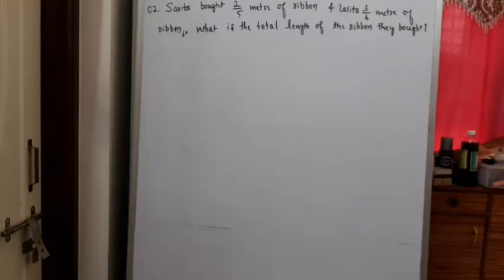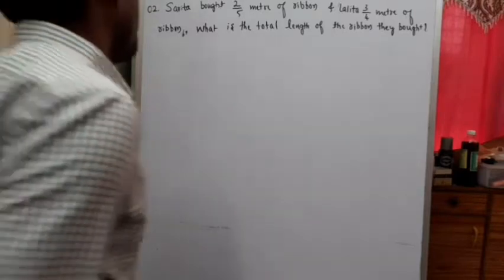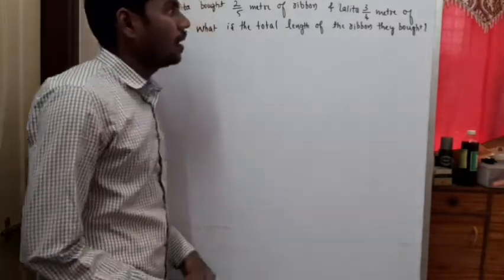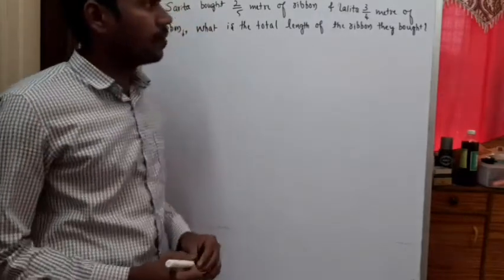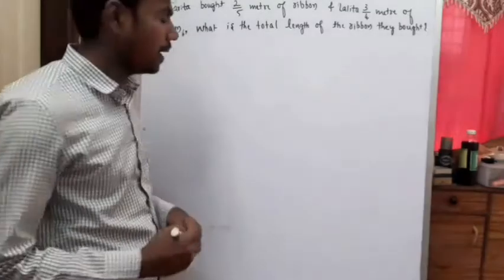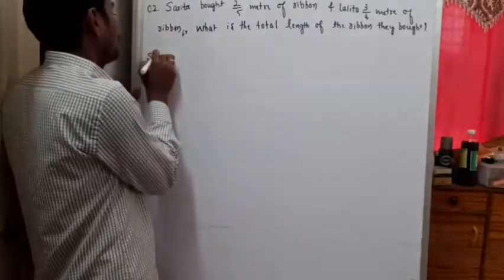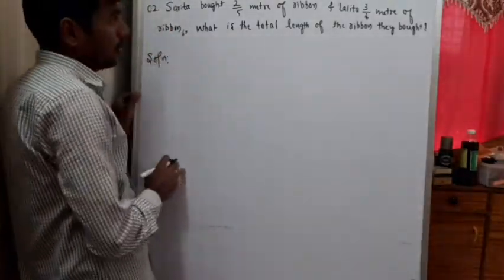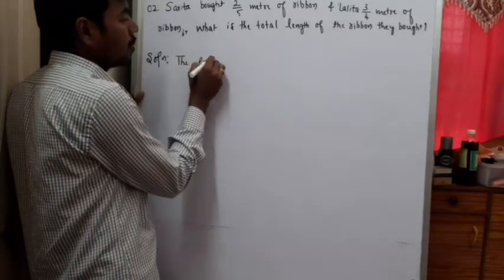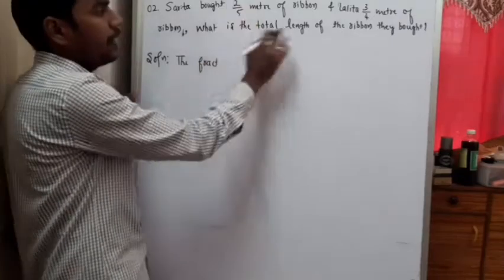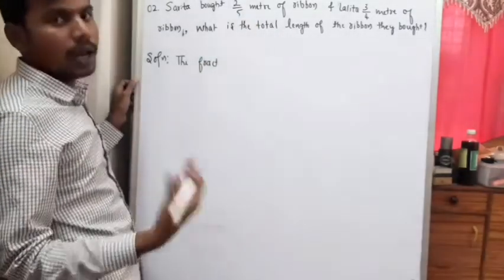Second main question. Sarita bought 2 by 5 meter of ribbon and Lalita 3 by 4 meter of ribbon. What is the total length of the ribbon they bought together? So what should be your statement? If we add these two, you will get the total length.